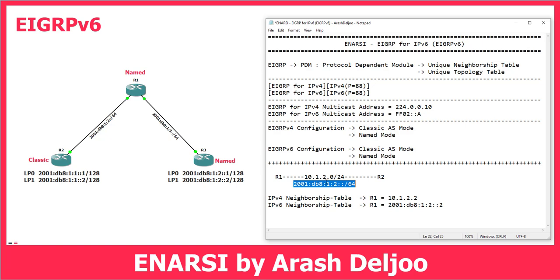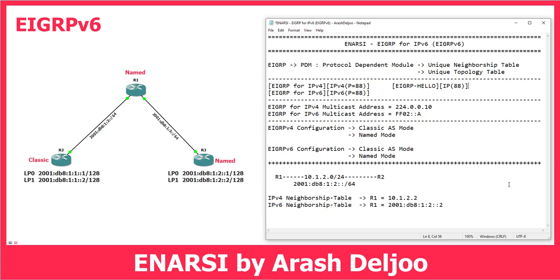For example, the first similarity between EIGRP for IPv4 and EIGRP for IPv6 is that both of them are sent directly over IP. This means that in EIGRP for IPv4 we had the EIGRP hello message. You know that we are encapsulating the EIGRPv4 hello, meaning EIGRP for IPv4 hello, directly over IP with the protocol number 88. Okay, you have seen these packets before.